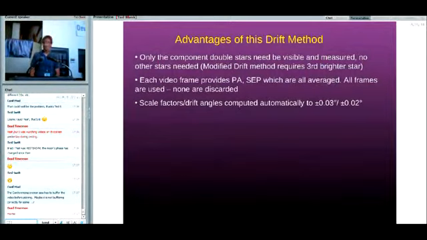The scale factors and drift angles are computed automatically to very high accuracy. And because the system is self-calibrating, you can take the camera off the telescope, maybe add an extension tube, maybe a Barlow lens, put it back on, and you don't need any more calibration. It's self-calibrating for every single drift, because each drift has its own scale factor and drift angle. Next slide.